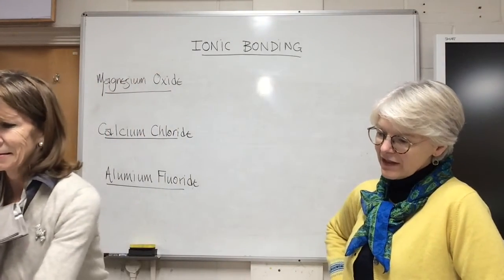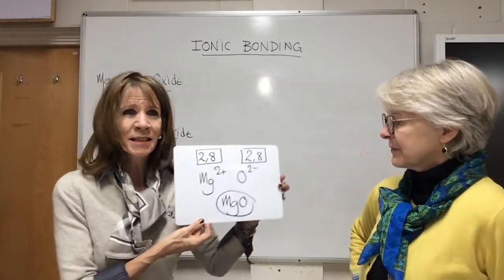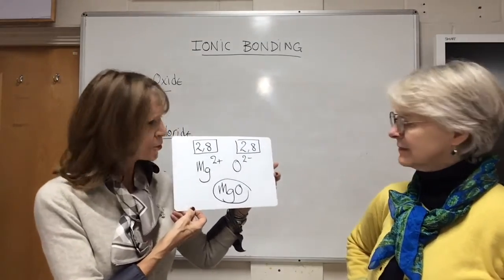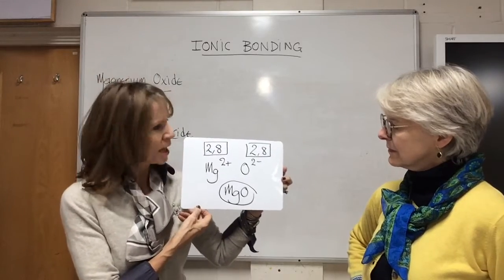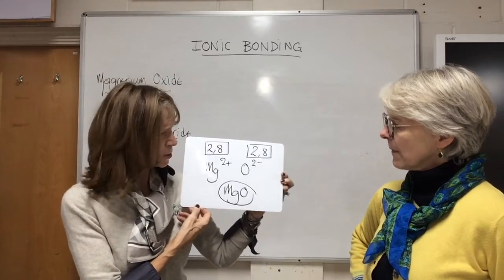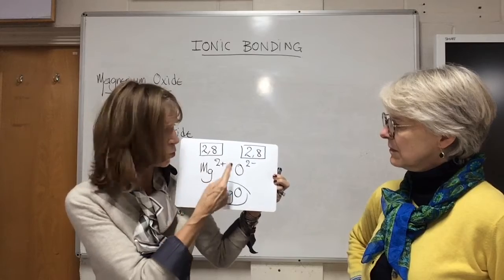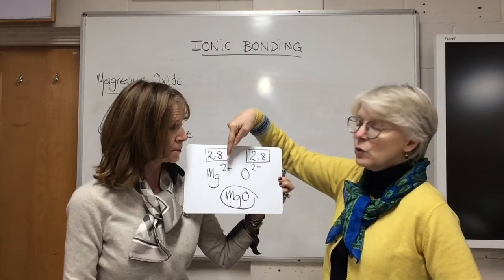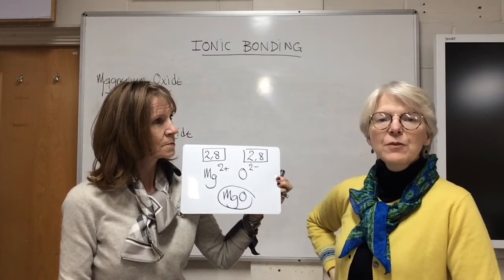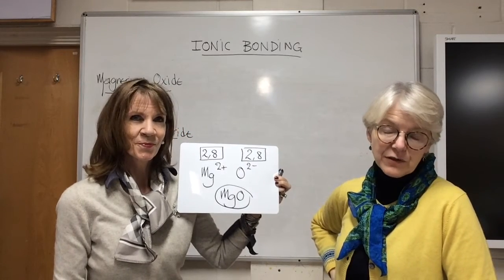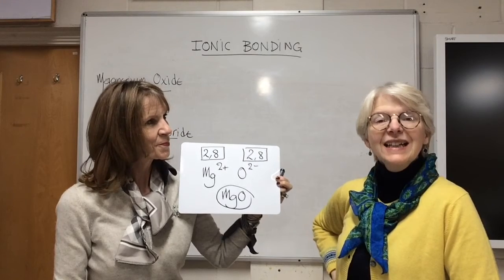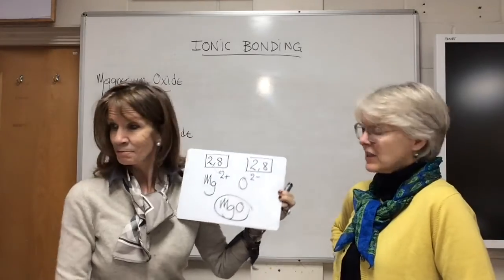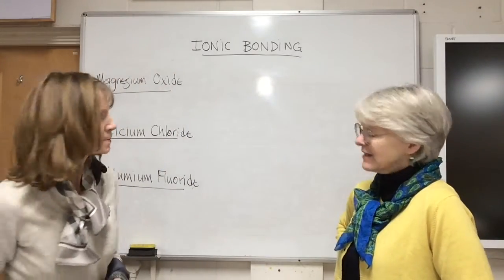Right, let's have a look at another diagram. And we see if magnesium loses 2, it always becomes positive, in this case 2 positive, and the oxygen gains 2, so it's 2 negative, and because you only need 1 magnesium to 1 oxygen, the formula is MgO. So just be careful, girls. If you lose electrons, you become a positive ion. If you gain electrons, you become a negative ion. Okay, that's magnesium oxide.